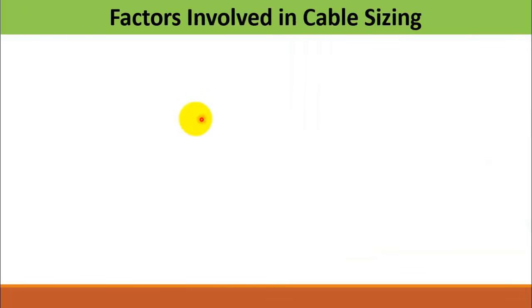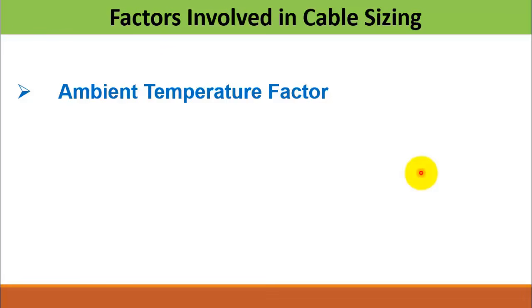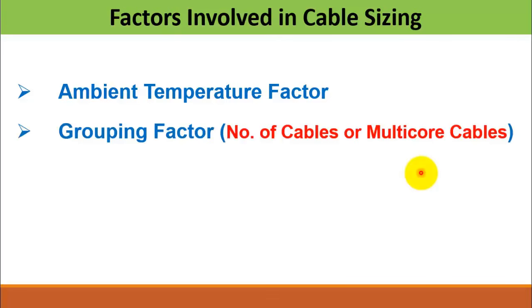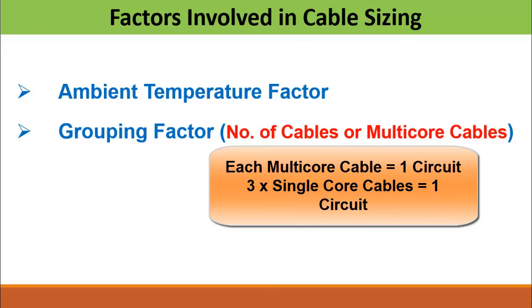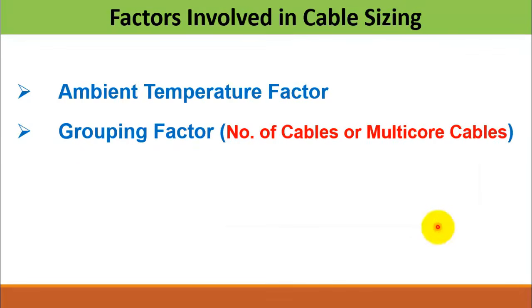First of all, let's see the most important factors to be considered while sizing the cable. Ambient temperature factor, which governs dissipation of heat from cable. Next is grouping factor. Each multi-core cable is one circuit. Group of 3 single-core cables is one circuit. Group factor is selected from the table based on total number of circuits.